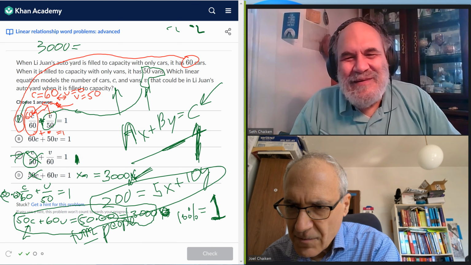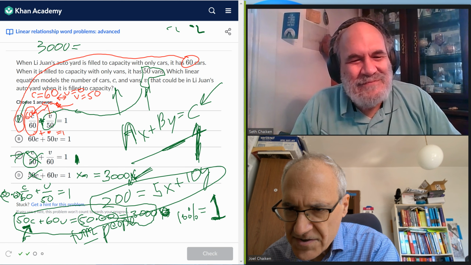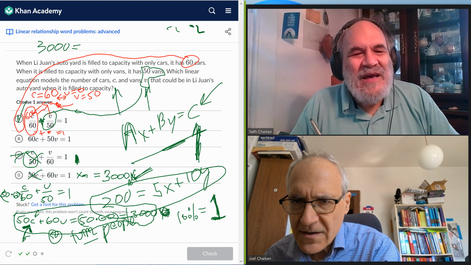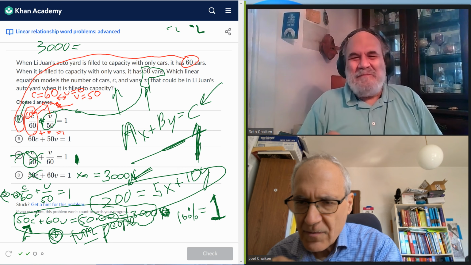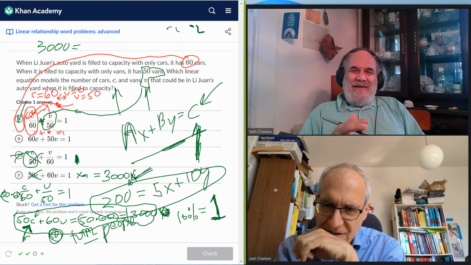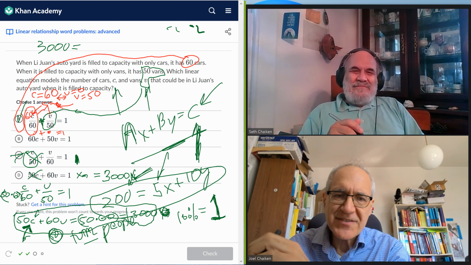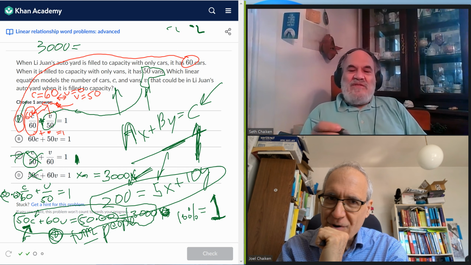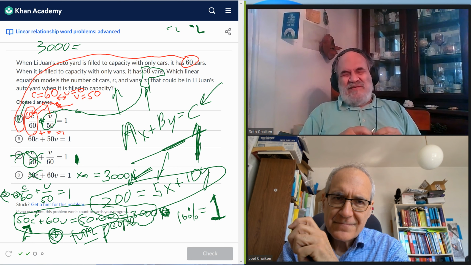Wait, hold on. If cars are 0, then vans have to be 50. Yes, that's right. That is how it works. So 3,000 is a little bit confusing. It's a little bit different from the table setting problem where you have 200 people, but it feels like the same as the table setting. Yes, indeed.